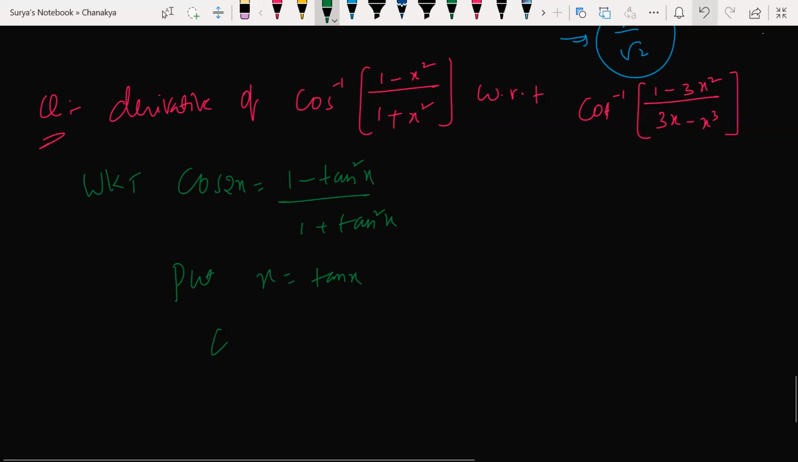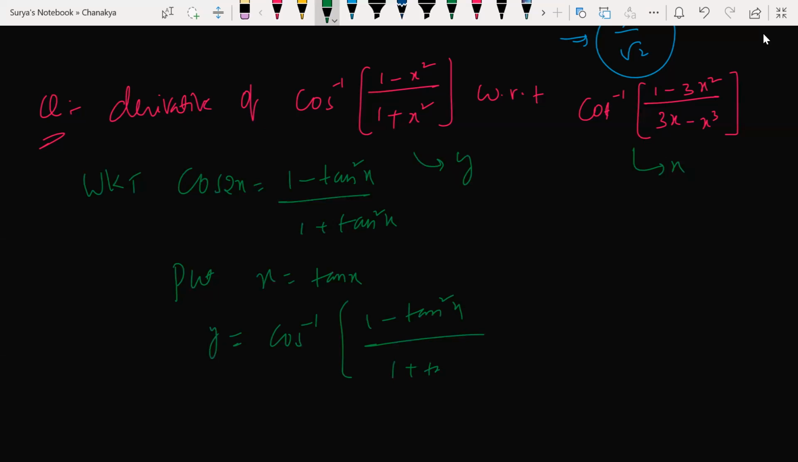So let me say this as y function. Let's take this as y, or else let's take this as anything, you take anything, no problem. Let's take this as y and this as x. So now I need to find out the y function. Then y is equal to what? Cos inverse of (1 minus tan square x) by (1 plus tan square x).